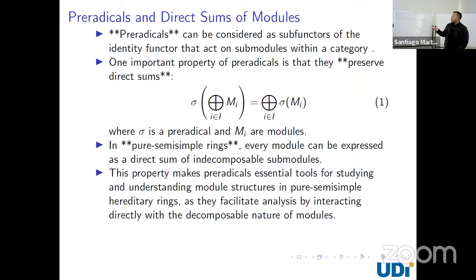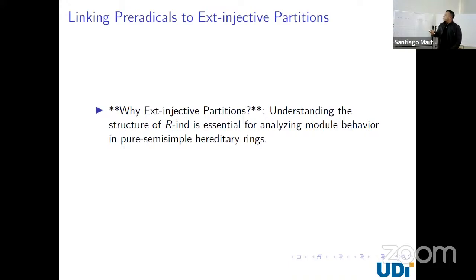So using this property, we can say that the study of preradicals can be directly studied by their values on the indecomposable modules. To do this research, or to try to describe lattices here, we use a tool which is the partitions of Rind. As every module can be expressed as a direct sum of indecomposable modules, and we don't have much information about the lattice of submodules, we use this alternative option, which is using a partition of the set Rind, which is the full set with all the non-isomorphic indecomposable modules.